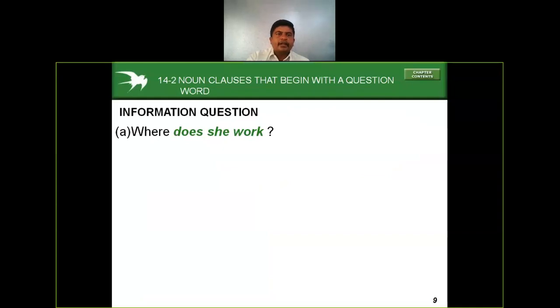Yes. Next one, noun clauses that begin with a question word. I'm moving to noun clauses that begin with a questioning word. Look at the example. The first one is the information question. There are some WH words which, when we start with them, give us some information. That's why this is called an information question. What do we call it? Information question. Where does she work?